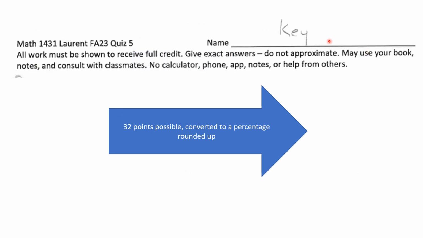Here's quiz 5. This is the key. Again, all work must be shown to receive full credit. Give exact answers. Do not approximate. You may use your book, notes, and consult with classmates, but no calculator, phone, app, notes, or help from others. The way I calibrated this was 32 possible points. I converted this to a percentage and rounded up.